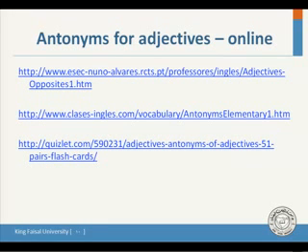Again, here we have more web pages for you to understand and to learn more about the antonyms for adjectives. We have 3 web pages. Again, I do advise you to visit these pages and do the exercises there.